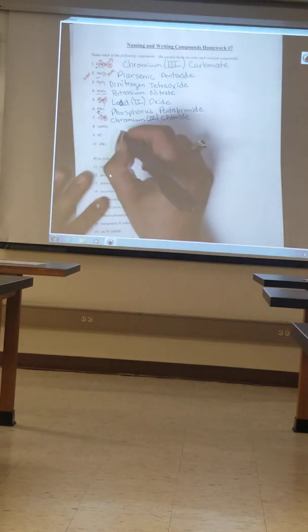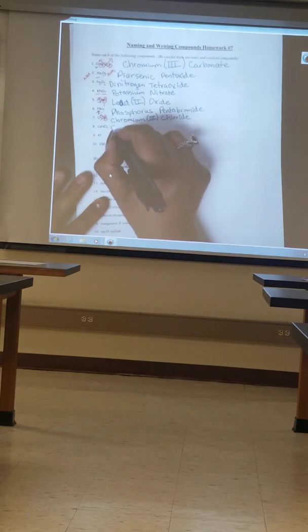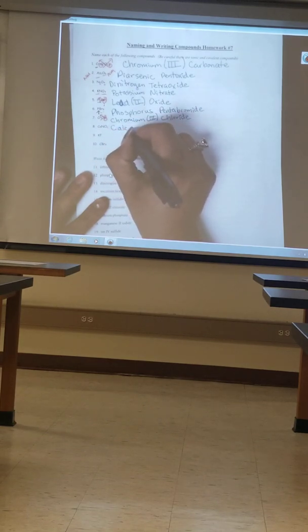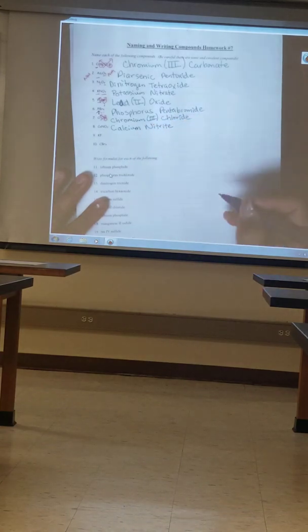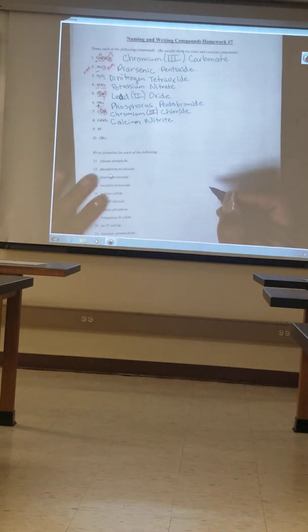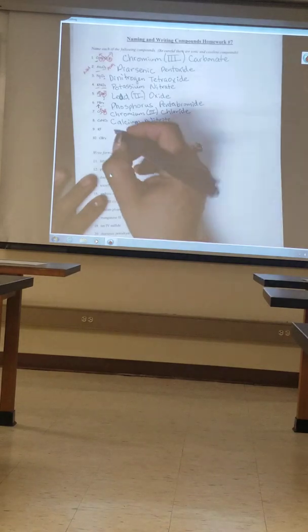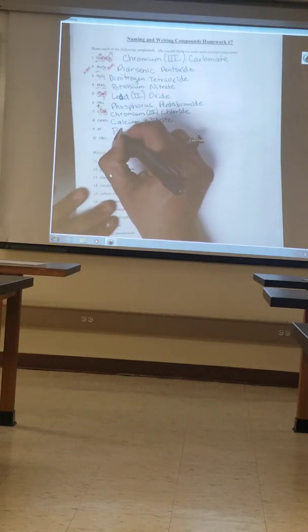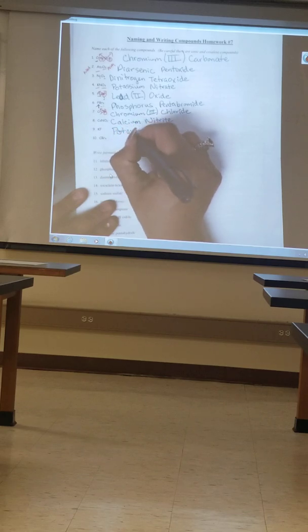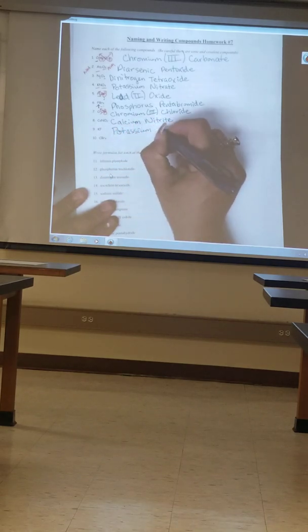The next one, I see a polyatomic. On this polyatomic, I'm going to name the first element as is, which is calcium. Then I'm going to name my polyatomic, nitrite. K, which is going to be potassium, is a metal, and then fluorine is a non-metal. I'm going to go ahead and not use prefixes because that's ionic. I'm going to name the first element as is, which is potassium. Fluoride.